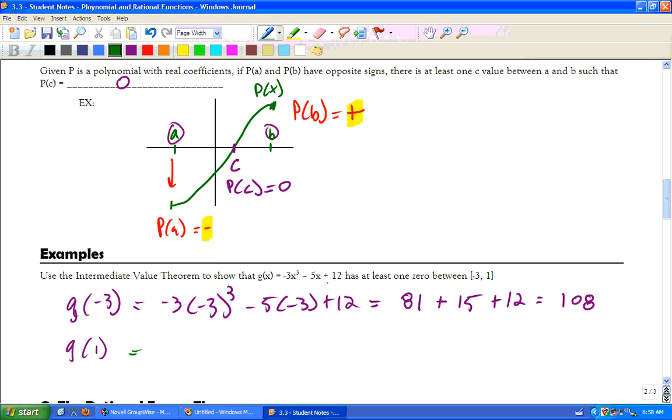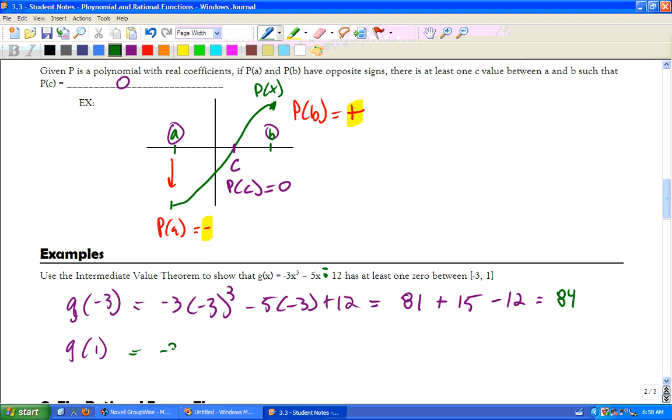Oh, okay. Before I go on to g of 1, I'll make this change now. I made this change on my notes, but I forgot to write it here when I started filling it out. That should be minus 12, which makes g of negative 3 minus 12. Which makes that 97, which makes that 84, excuse me, 84.